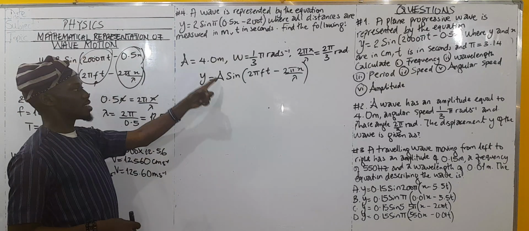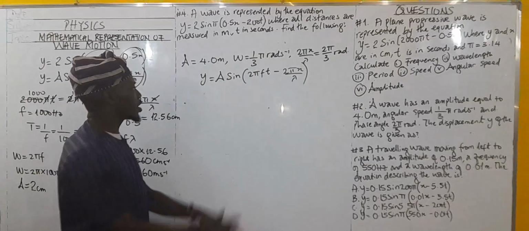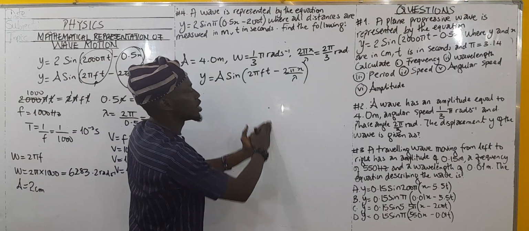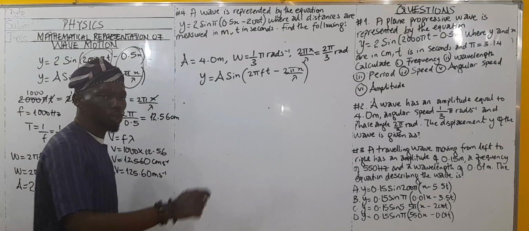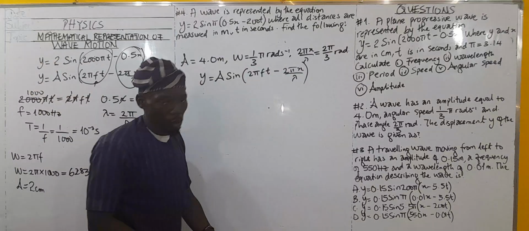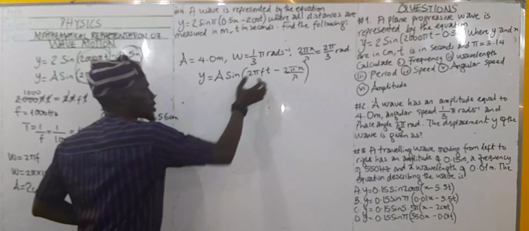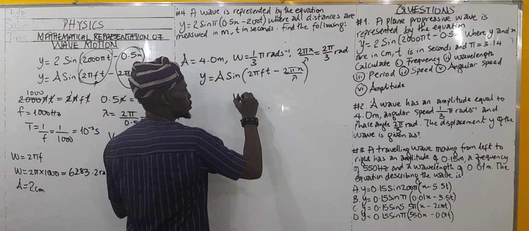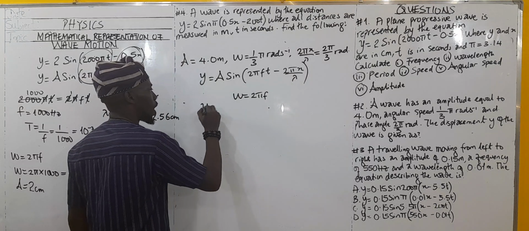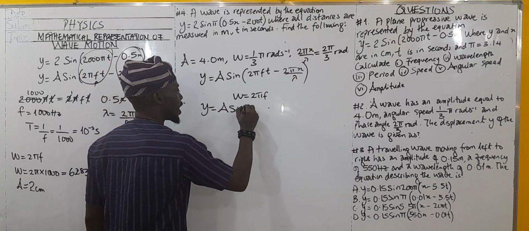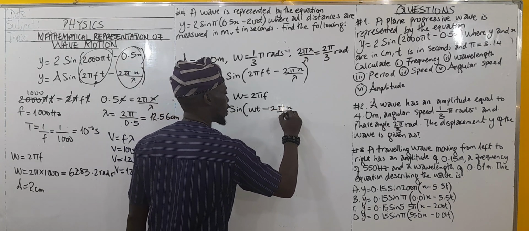We have A, perfect. We have the phase angle, perfect. But the problem is we don't have the angular speed yet. So how do we solve this? That's why I told you, this is a general formula, but it can be represented in various forms. We already know that w is equal to 2 pi f, right? So I can write this equation as y equals A sine (wt minus 2 pi x over lambda).